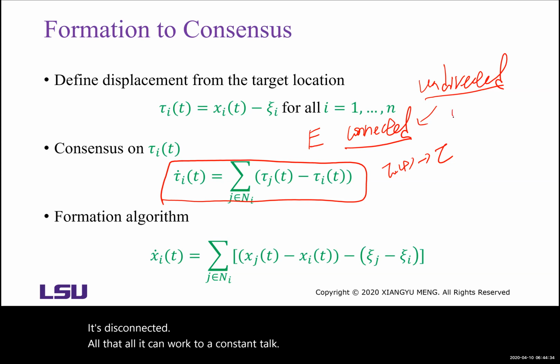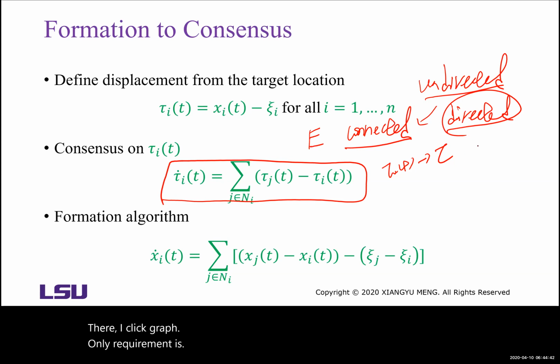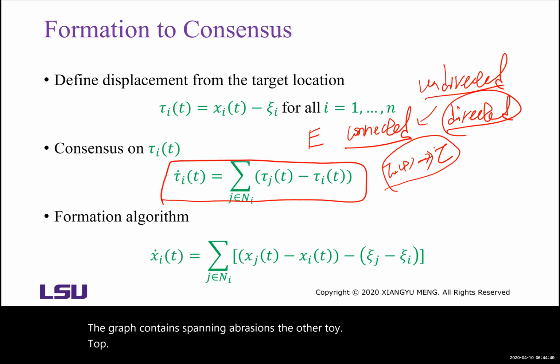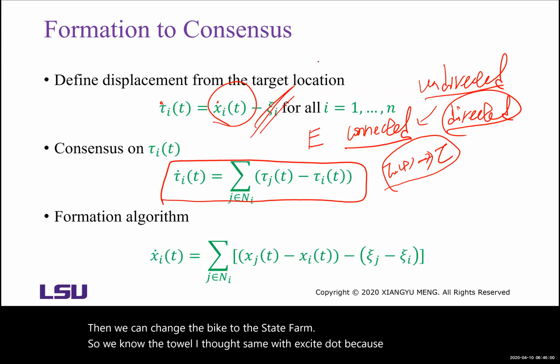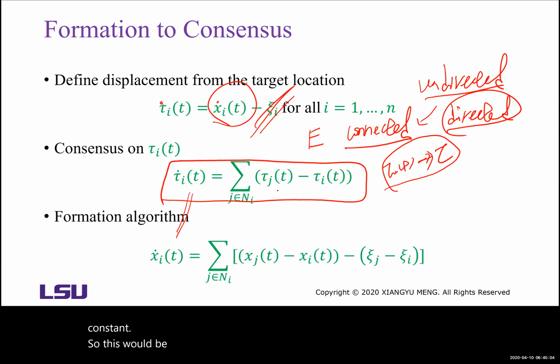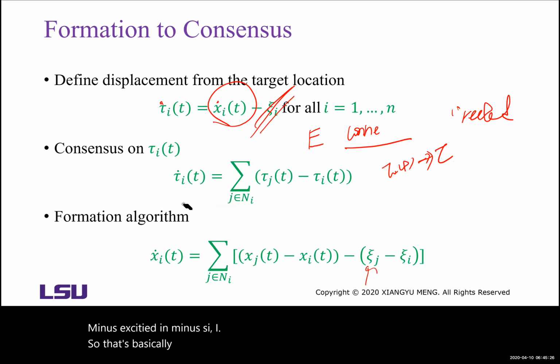For a directed graph, the only requirement is that the graph contains a spanning arborescence, so all the tau i will converge to a constant tau. Then we can change it back to the state form. We know that tau i dot is the same as xi dot because ci is constant. So using the definition tau i equals xi(t) minus ci, the term tau j minus tau i is xj(t) minus xi(t) minus cj plus ci. So that's basically the formation algorithm.